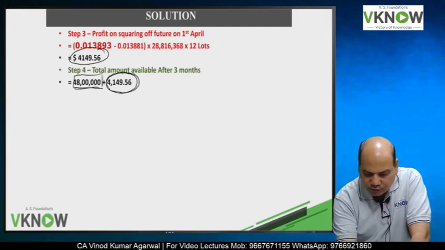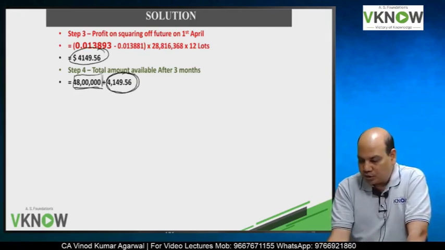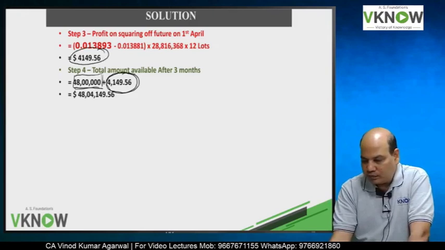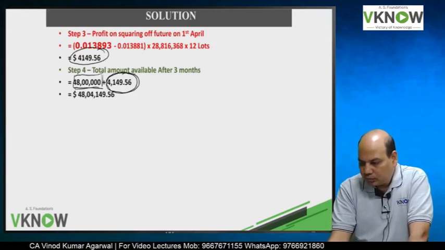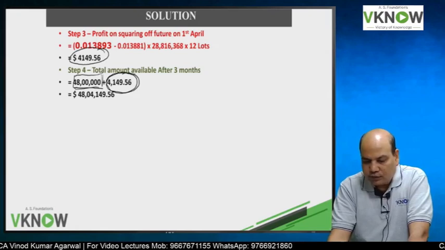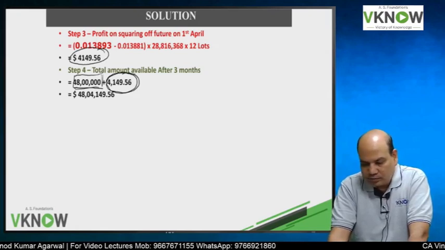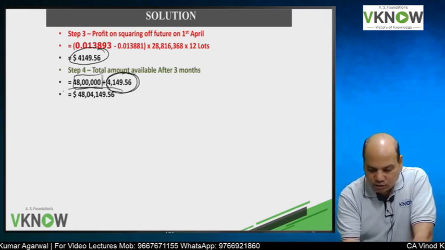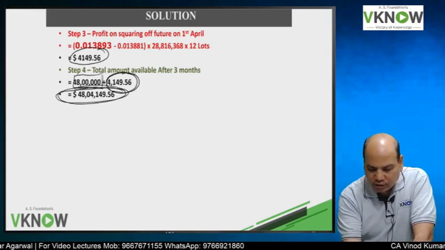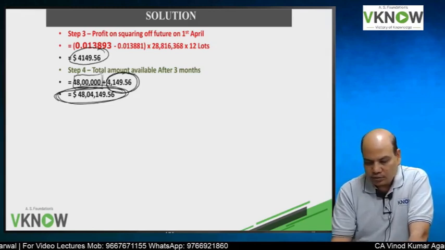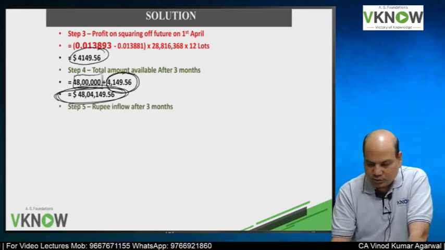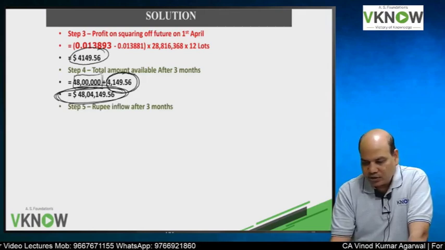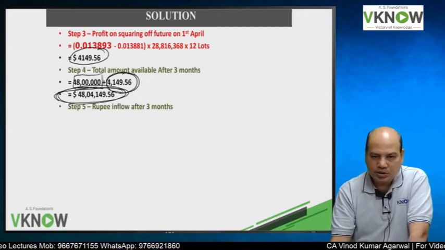4149.56 you will receive from profit on future. So now you have with you 48,04,149.56. So you are holding so many dollars on hand on 1st April, 48,04,149.56. This you convert into rupees now.